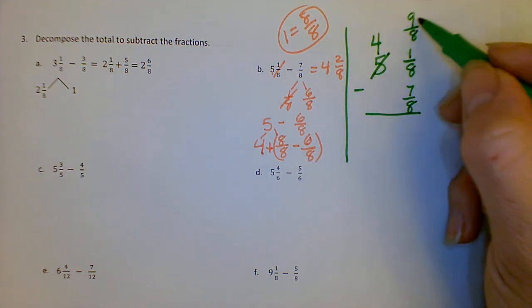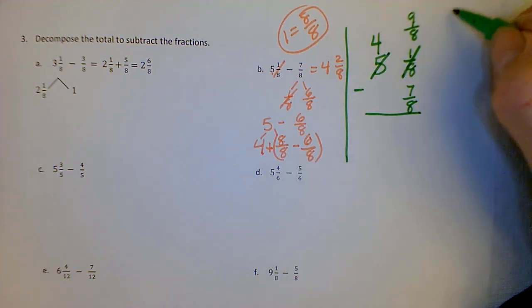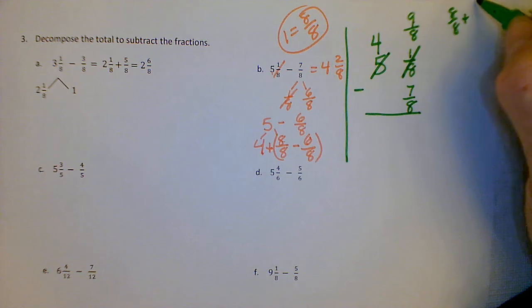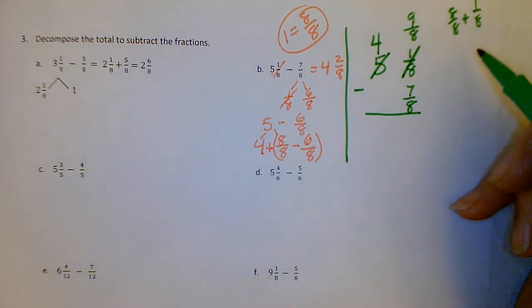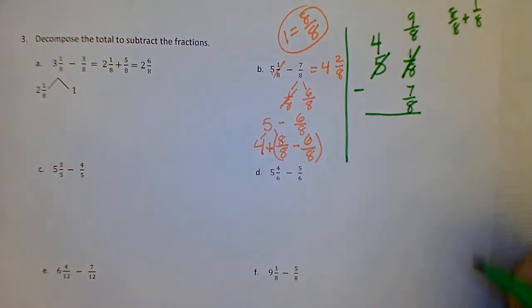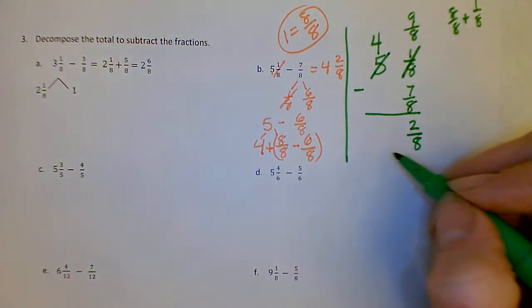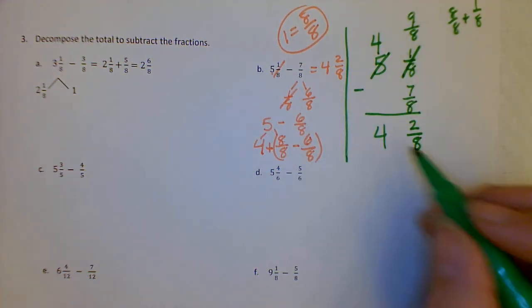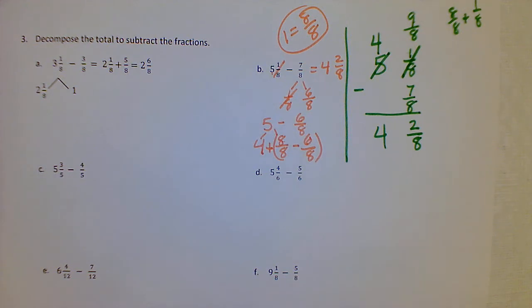So again, 1 plus 8 is 9, and keep your denominator the same. But this is made up of 8/8 plus 1/8. It's the 1/8 and the one we sent over, the 1 whole. All right, 9/8 minus 7/8 is 2/8. And I keep my 4 because it's 4 minus nothing. So 4 and 2/8. Regardless of which way we did it, we ended up with the same thing.